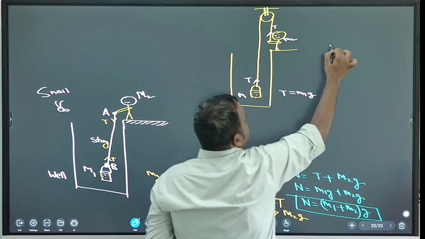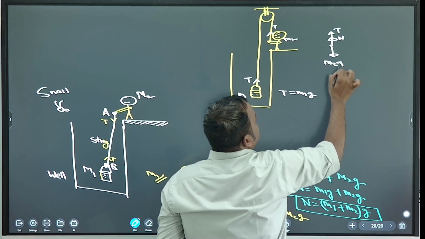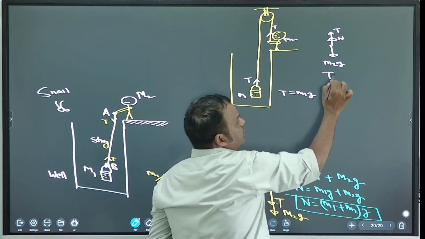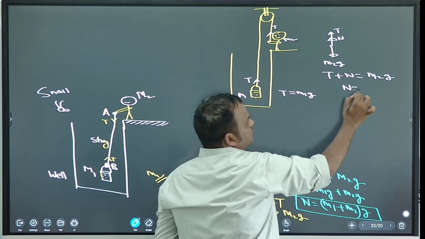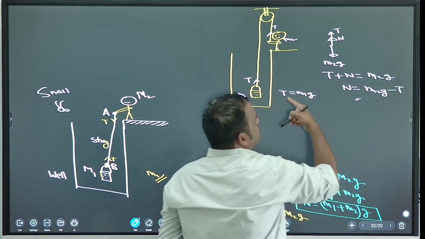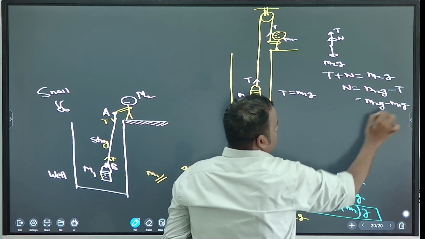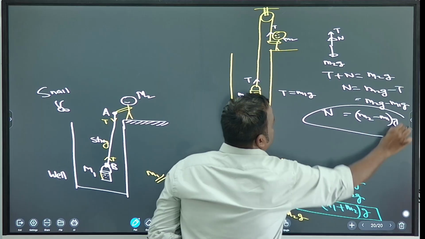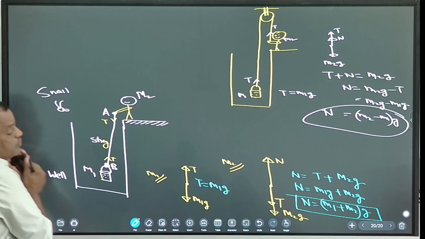For this, now tension is upward, normal is upward, m2g is downward. So what is the relation between these three? T plus N is equal to m2g. So what is N? N is m2g minus T, and T is m1g. So m2g minus m1g. So what is the normal force? m2 minus m1, okay?